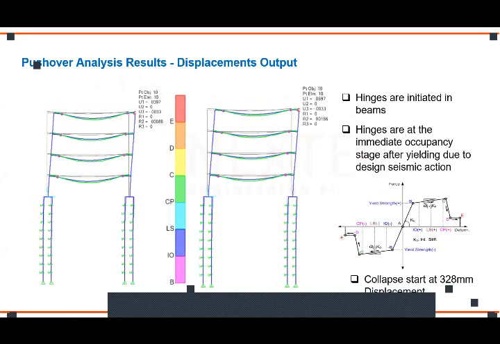Actually, as I mentioned, collapse prevention starts at around 300, that is 0.3 meter displacement level. Compared with the displacement demand of the structure for the seismic forces, this collapse starting point is a very high displacement. It would happen if we push the structure, or if the seismic response spectrum or the seismic force is much higher than the seismic force recommended by the Indian Standard. In this project, it is within the limits.